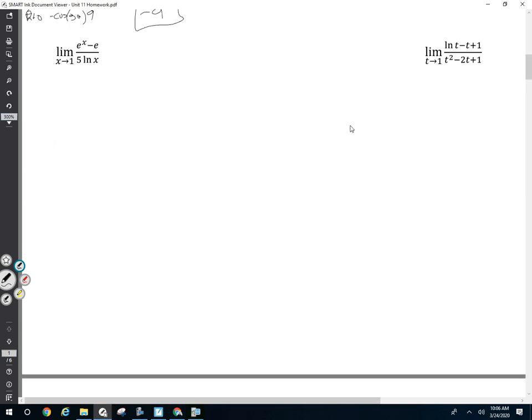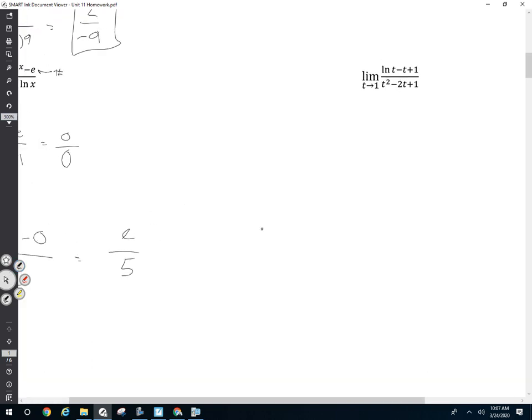Okay, let's try this one. Plug in 1, I get e minus e over 5 log 1. E minus e is 0, log of 1 is 0. This is 0 over 0. I'm going to use L'Hopital's rule. The derivative of e to the x is e to the x. The derivative of e is 0. I'm going to write that down just so you remember. E is a constant. E is just a number. E to the x, that's a function. E to the x's derivative is e to the x. E is just a number. Its derivative is 0. 5 log x, its derivative would be 5 over x. I'll find this limit as x approaches 1 by plugging in 1. I get e over 5. That's my answer.